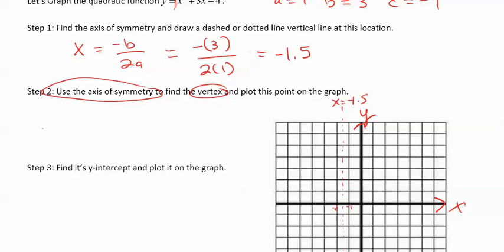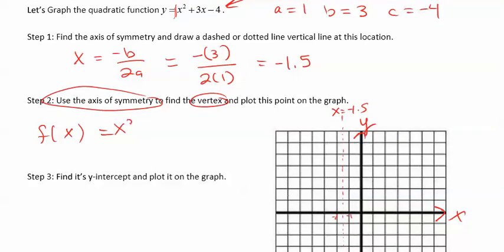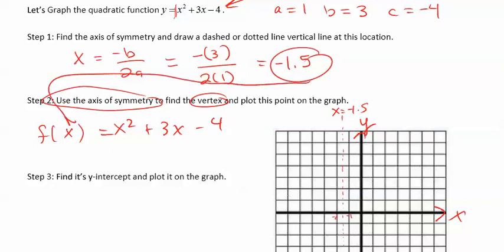So in order to do that, we're going to take our original equation, f of x is equal to, and it looks like we have x squared plus 3x minus 4. And what I'm going to do is use this x value in this equation in order to find out what the vertex is, because that's going to give me the y value on the axis of symmetry.